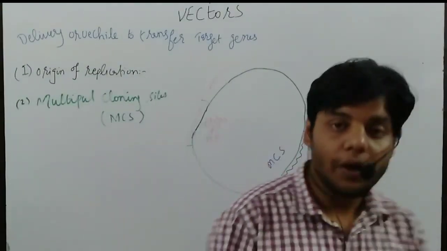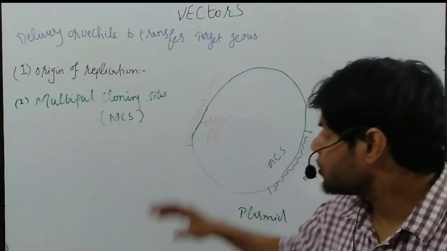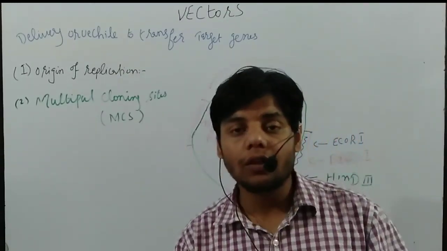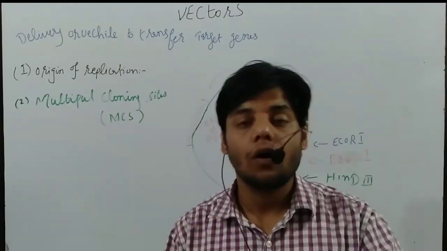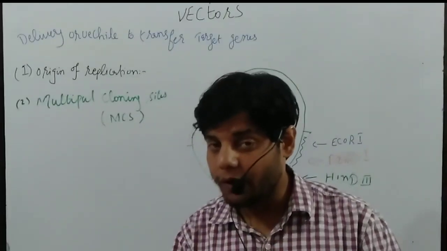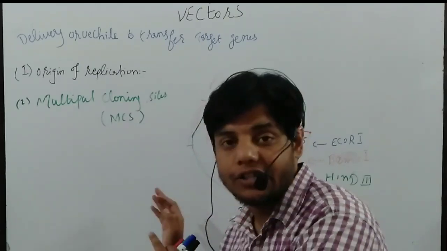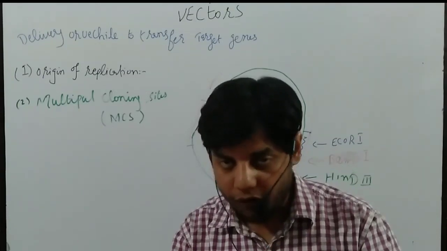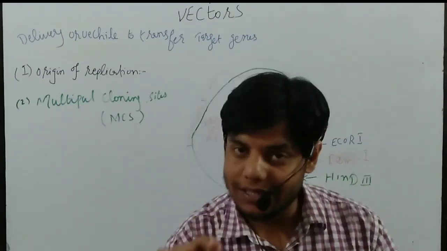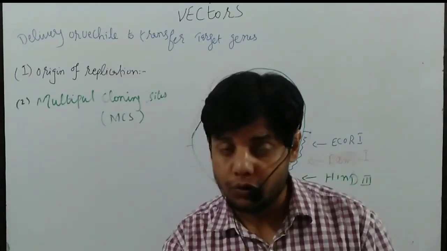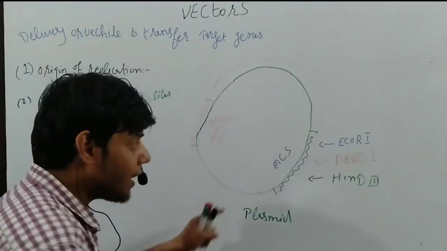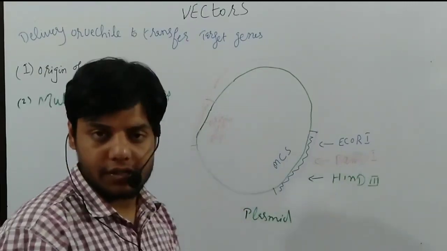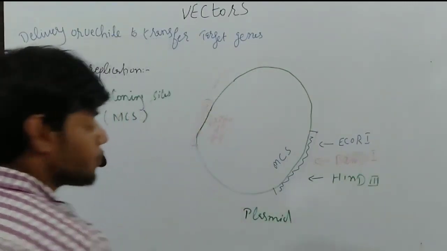But remember, as in the previous video lecture, if you remember, we talked about the vector as well as the target genes. Whenever we want to join our target gene with a vector, we should treat our gene of interest as well as the vector with the same restriction enzyme. We don't use different enzymes. When a vector has multiple cloning sites, that is the second property a vector should have.